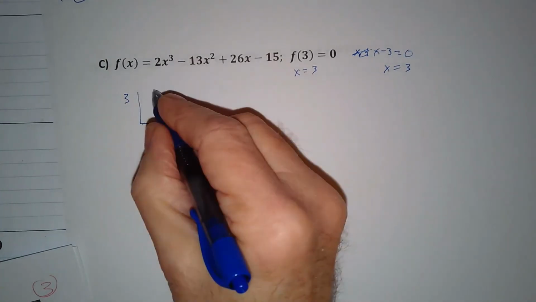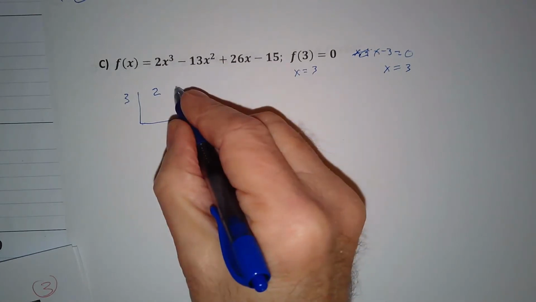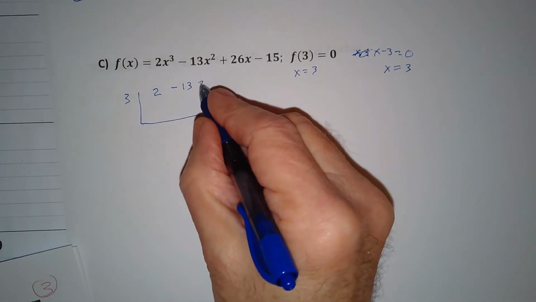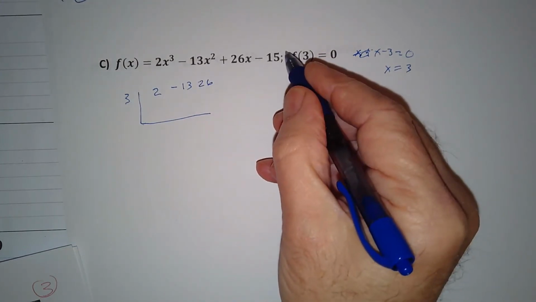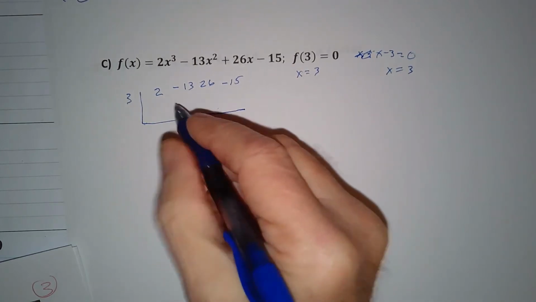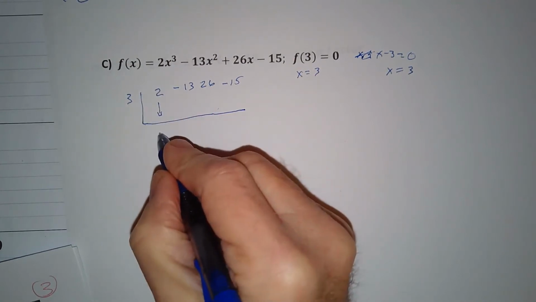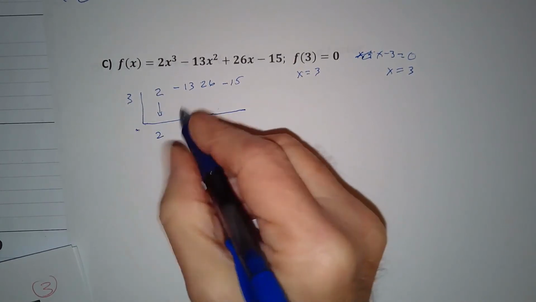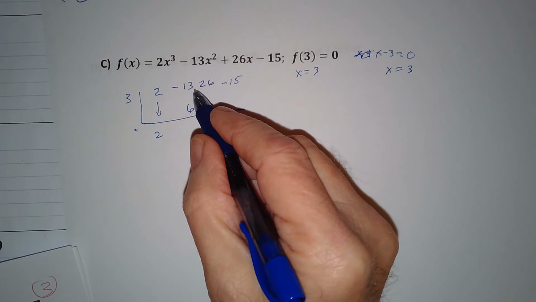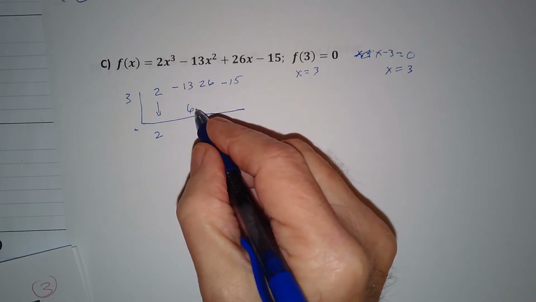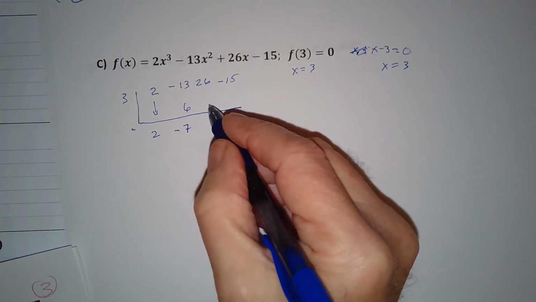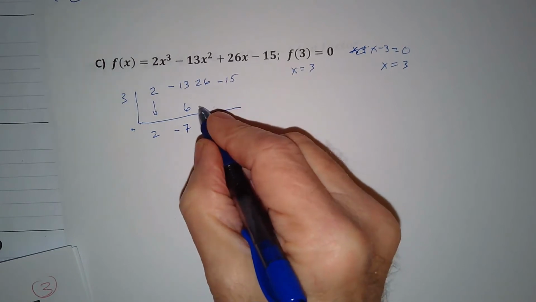And then we've got 2x cubed, so I'll put a 2 here. I've got negative 13x squared, so I'm going to put negative 13 here. I've got positive 26 x's, and then I've got negative 15. Extend this a little bit more. All right, so bring down the 2. And 3 times 2 is 6. And then 6 and negative 13, looks like that has to be, I'm left with negative 7 because the negatives win. And 3 times negative 7 is negative 21.